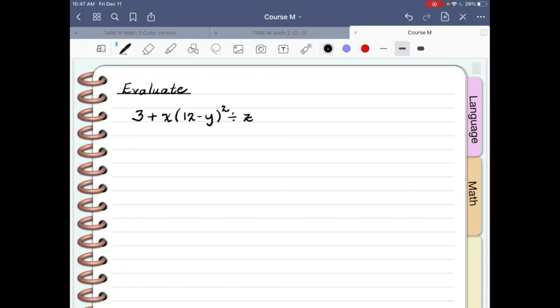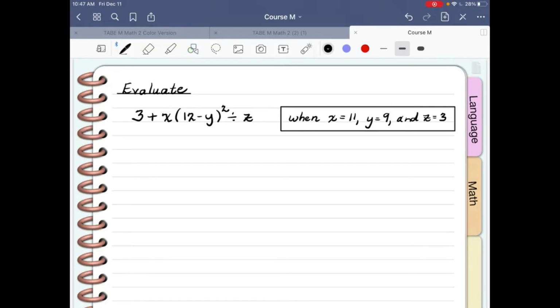And if you need to stop your video and get that written out, that will be fine. When x is 11, y is 9, and z is 3. So this portion of the problem is the values that I will have to substitute.